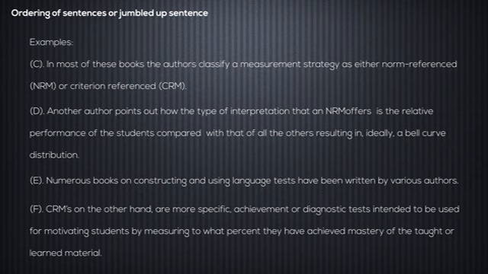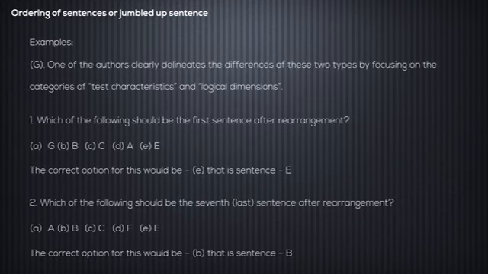F. CRMs, on the other hand, are more specific achievement or diagnostic tests intended to be used for motivating students by measuring to what percentage they have achieved the mastery of something that they were taught or the learned material. G. One of the authors clearly mentions the differences of these two types by focusing on the categories of test characteristics and logical dimensions. Which of the following should be the first sentence after the rearrangement?